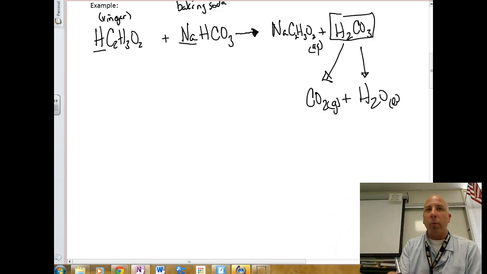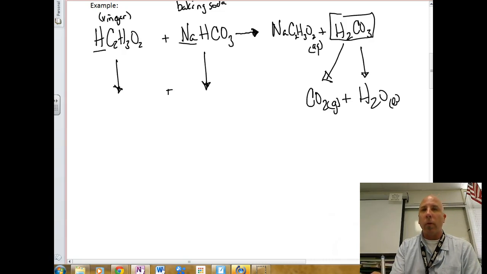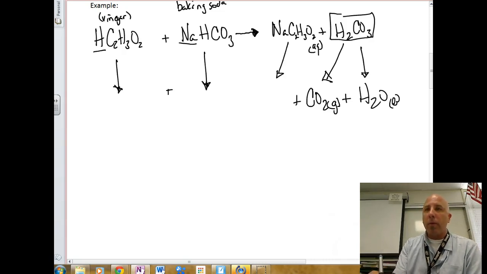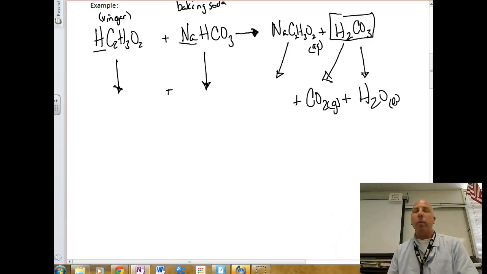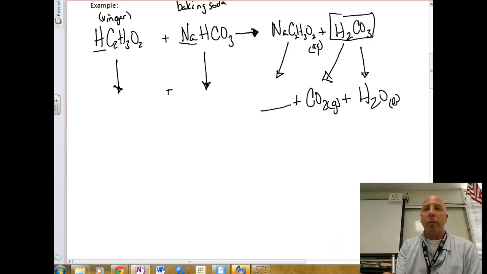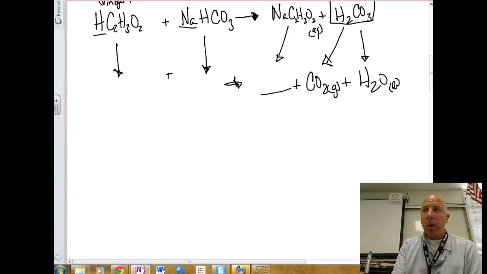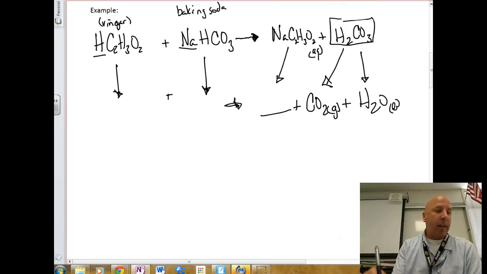So we often will just rewrite this equation as acetic acid plus baking soda, or sodium hydrogen carbonate, produces sodium acetate plus CO2 plus H2O. We won't even write it as carbonic acid because of the immediate decomposition of the carbonic acid. So let's go ahead and write this guy in net ionic equation.